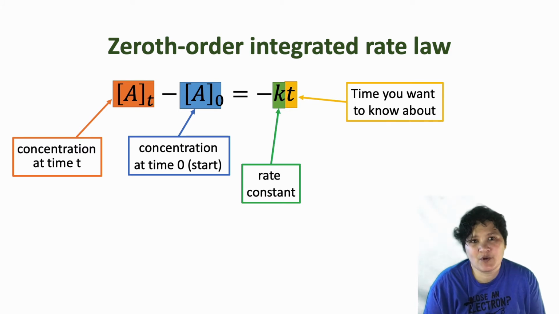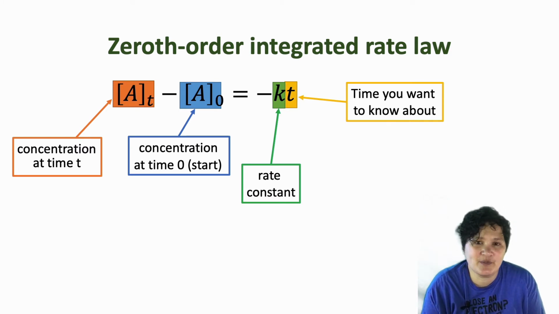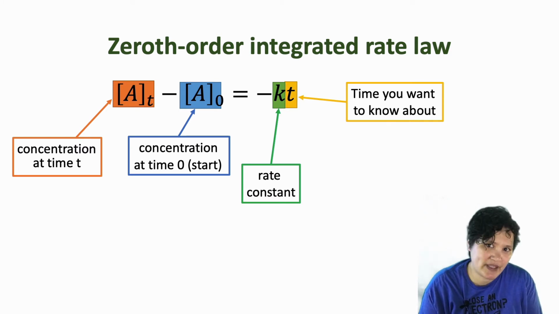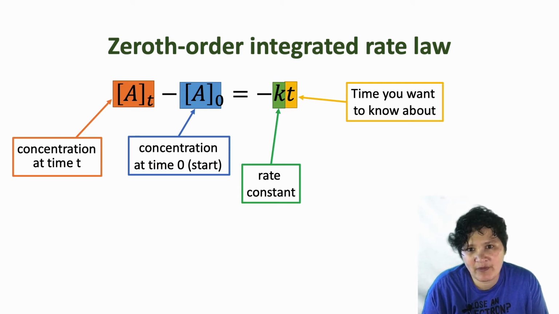So these sorts of problems work fairly similarly to what we've done before. Pick the correct integrated rate law, figure out what you don't know in that rate law, then identify the other variables in the problem.